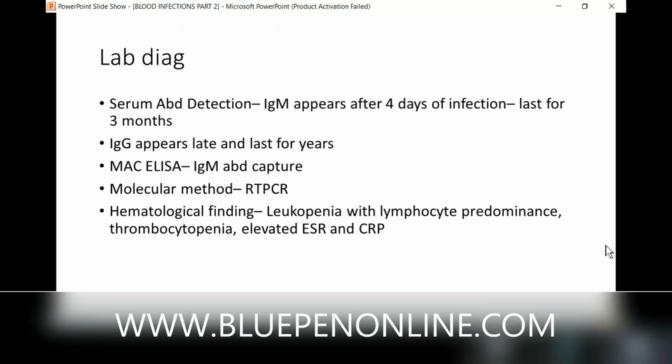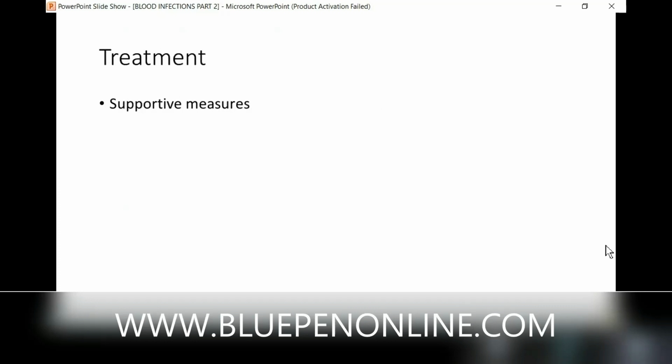Thrombocytopenia will be there. ESR and CRP will be elevated because these are acute phase reactant proteins, and this actually helps with the joint pains, as it's an arthritis type of joint pain. That's why the acute phase reactant proteins will be elevated in these patients.